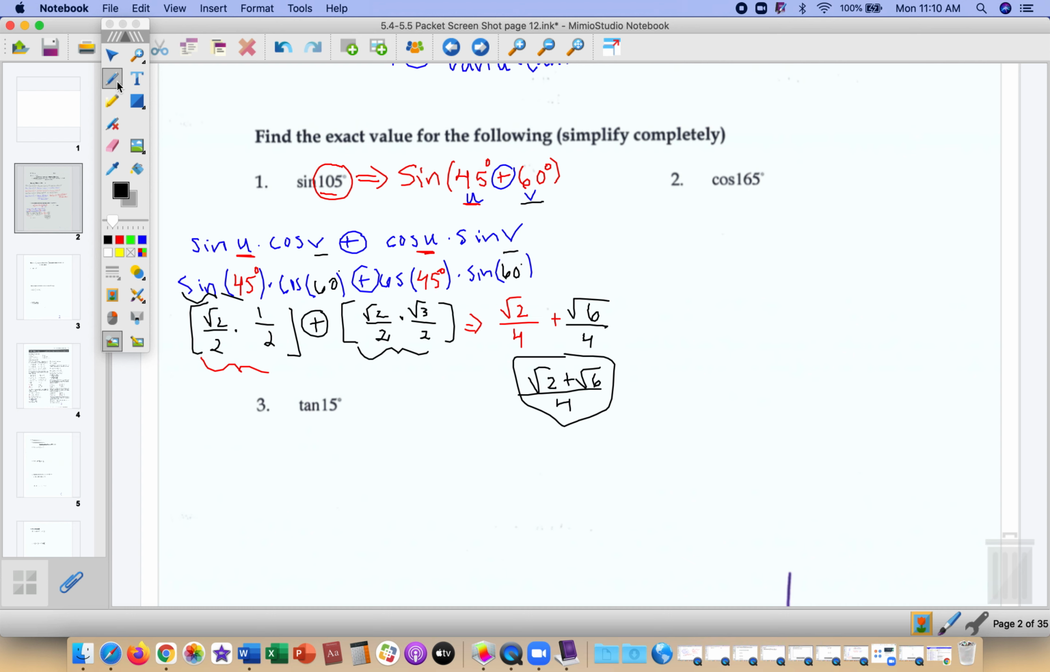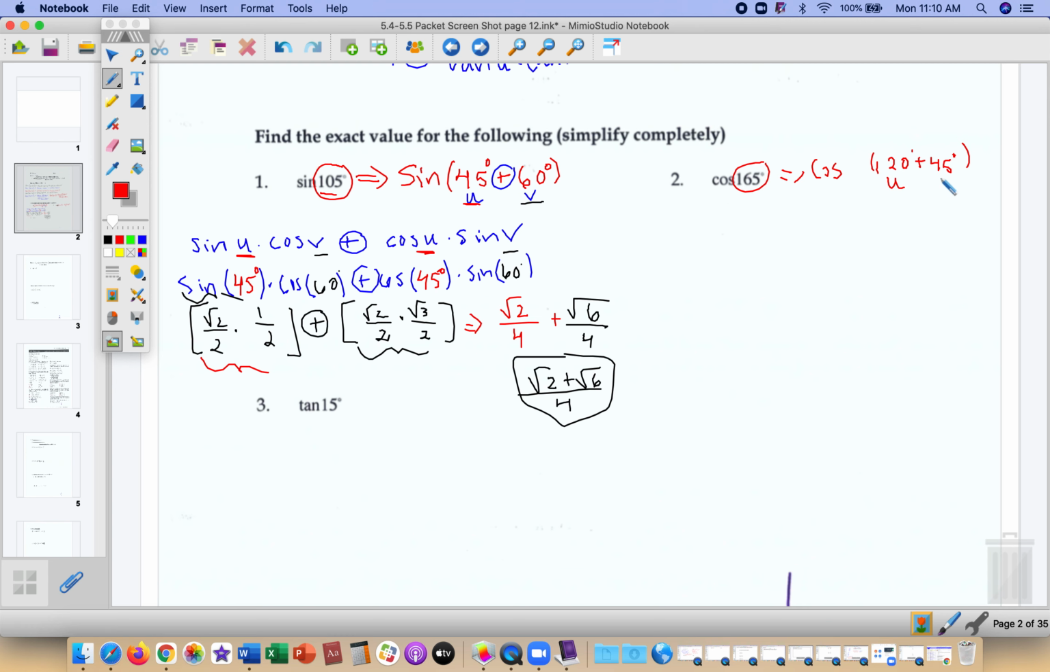Let's look at the next one. Cos of 165. Find any two numbers that add or subtract to 165. It doesn't matter. You just need to make sure you're plugging into the formula properly. So I could do 120 and 45. The order doesn't matter. Again, you just need to make sure if you do 45 first that the 45 is the u. And you'll get the same answer.